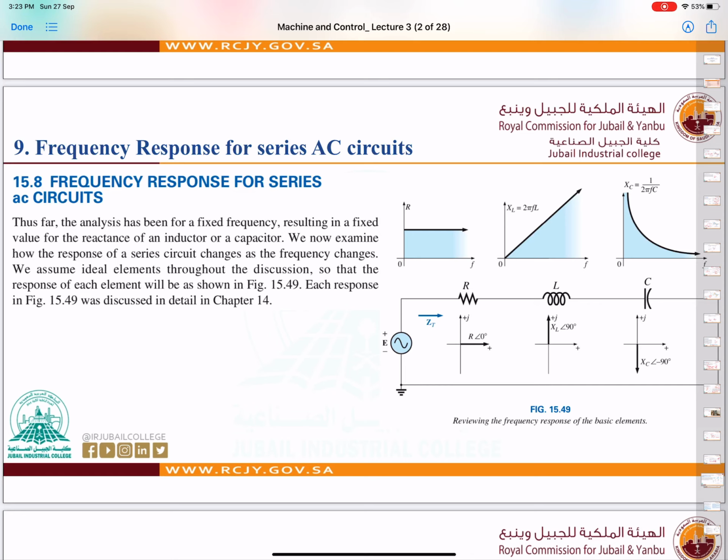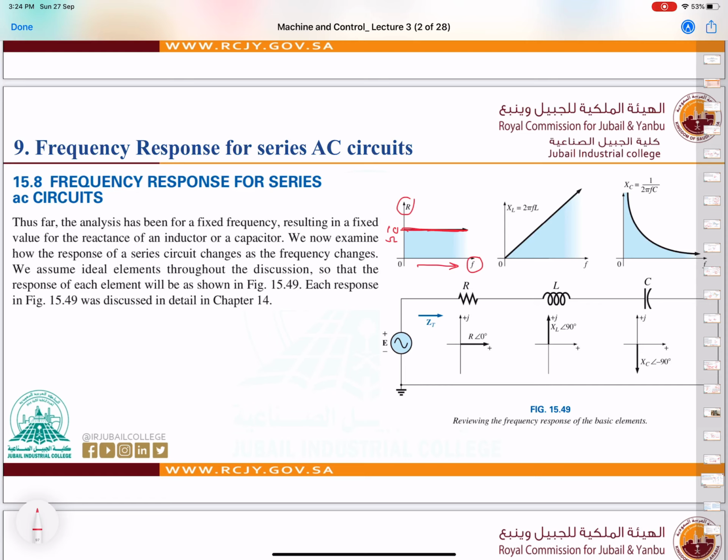As you can see here, we have the x-axis with the frequency and the y-axis with the resistance. This is the value of the resistor, let's say 10 ohm. Once we have more frequency, the value of the resistor is the same. It is 10 ohm. It will not change.